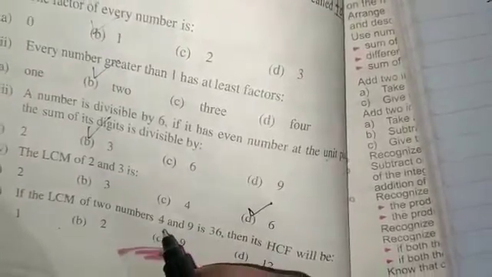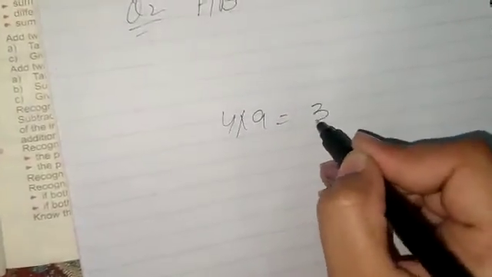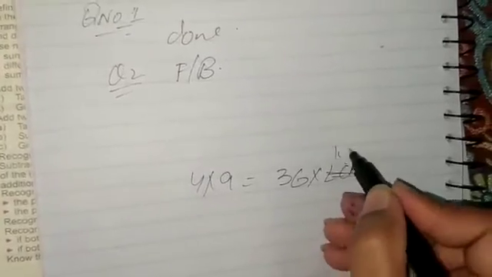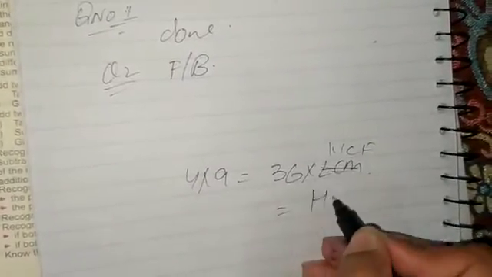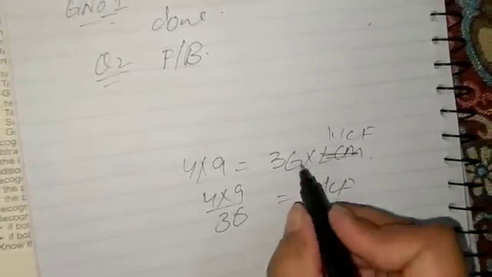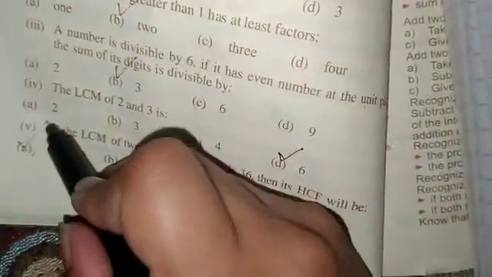The LCM of two numbers is 4 and 9. Then its HCF will be: the product of two numbers is equal to HCF multiply LCM. We have to find HCF. 4 multiply 9 is 36, LCM 36 will be divided on the other side. 4 nines are 36. 36 divided by 36 will be equal to 1. So this is our answer. Our HCF will be 1.